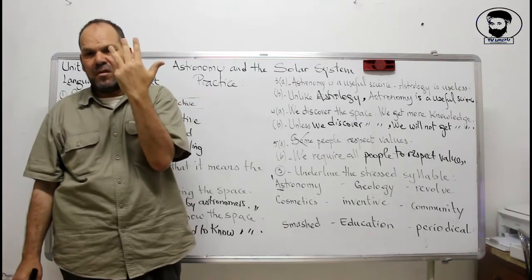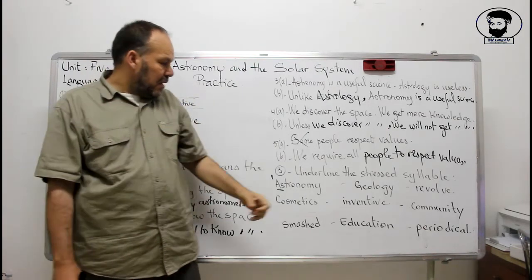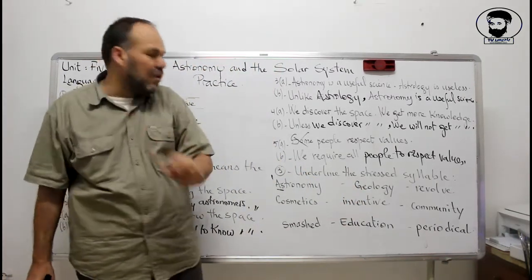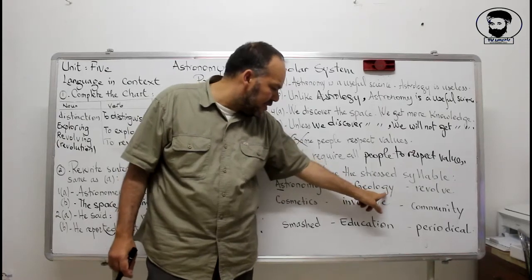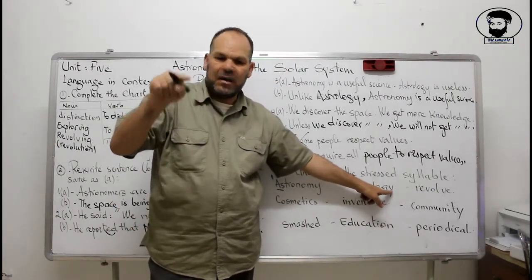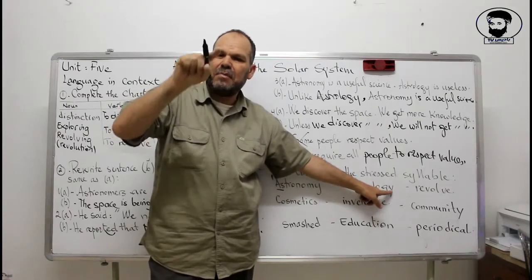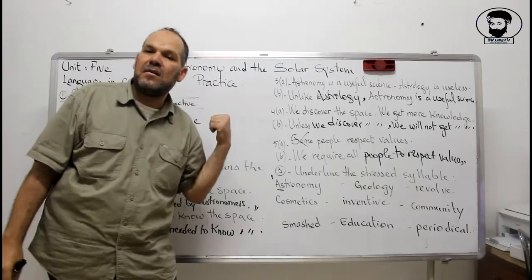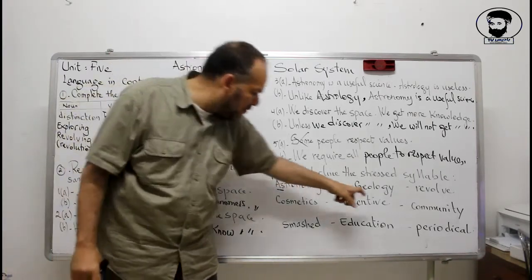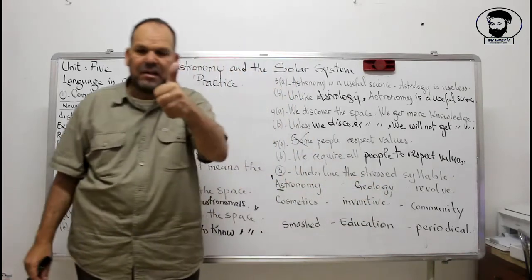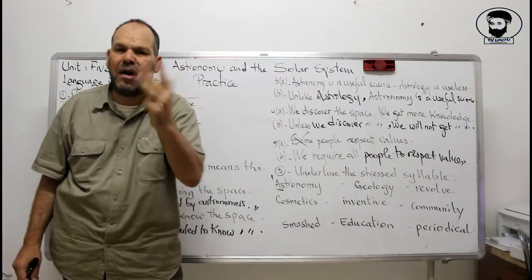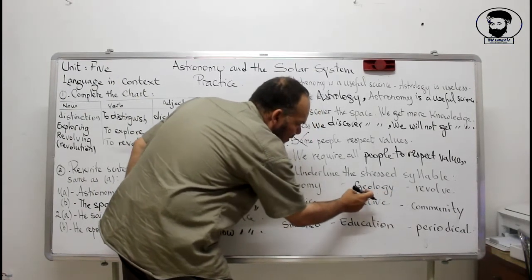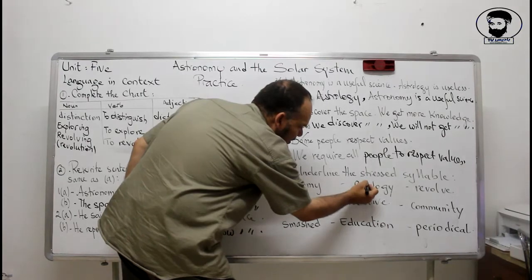Geology. 4 syllables. But here there's a rule. All the words which finish with GY, TY, CY, PHY. I've spoken about these in the video about stress. So when you find a word finishing with GY, CY, PHY, TY, what do you do? You count 1, 2, 3, and you put the stress.